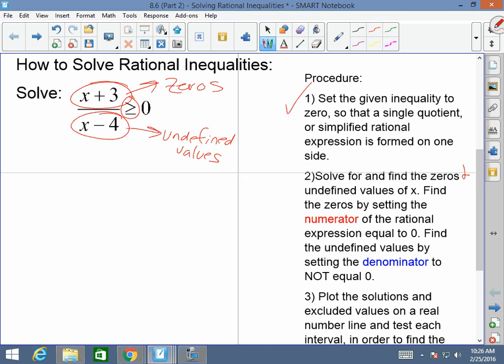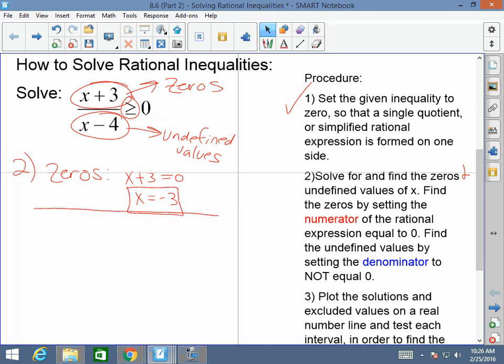So for step 2, my zeros, in this case I only have 1, is what? You go x plus 3, set it equal to 0. So x equals negative 3. That's my 0. Now, you want the undefined values.